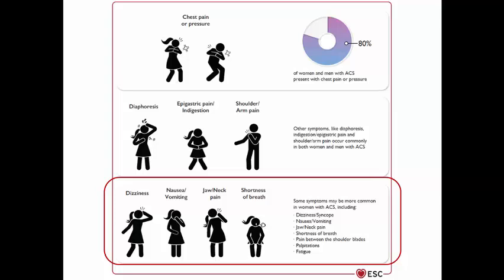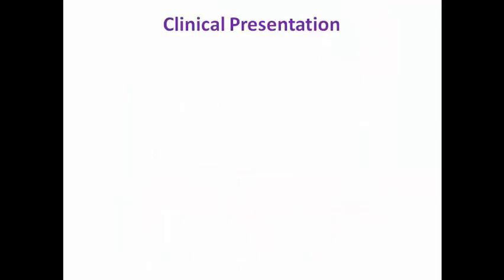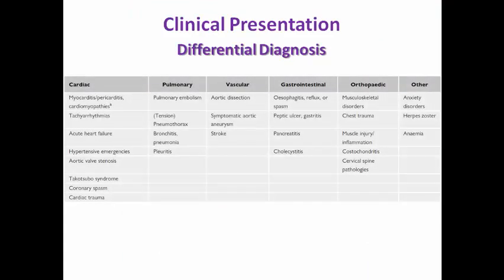In these cases, you should arrange for ECG plus or minus cardiac biomarkers, because these clinical presentations may suggest acute coronary syndrome despite absence of chest pain. After analyzing the symptoms, we have a differential diagnosis. Of course, the first possibility is a cardiac pain that may be caused by angina, but also it may be caused by myocarditis, pericarditis, cardiomyopathies, tachyarrhythmia, acute heart failure, hypertensive emergency, Takotsubo syndrome, coronary spasm, or cardiac trauma.